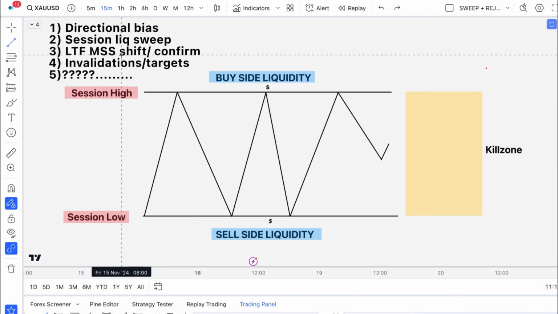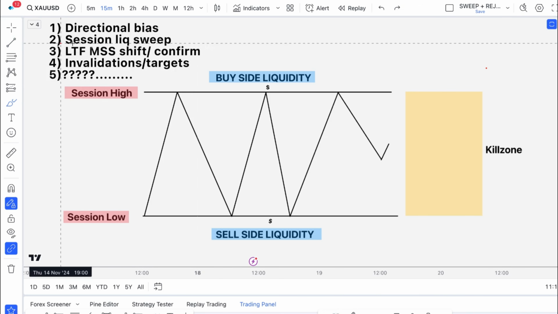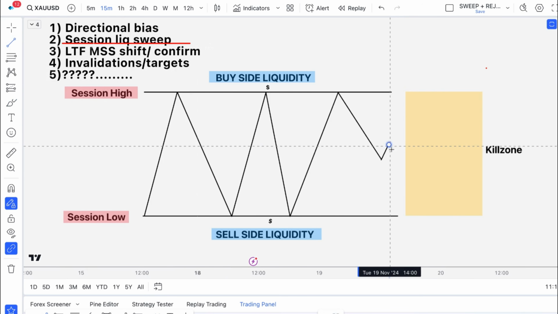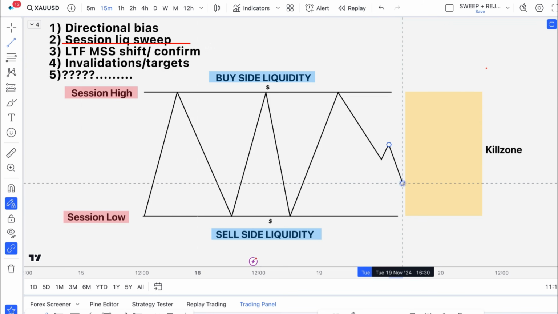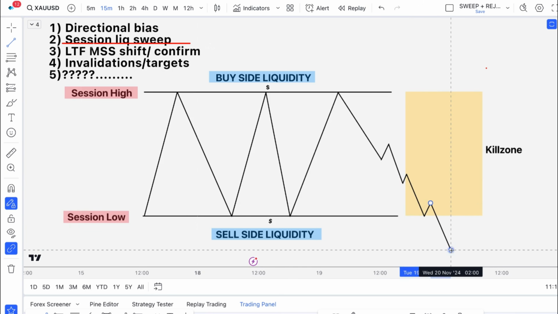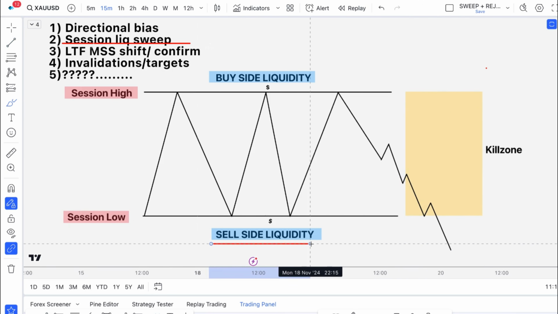And then all we're simply looking for is a session-based liquidity sweep. So during a kill zone, the sweep can even happen before the kill zone. However, this is super important. The confirmation itself needs to take place during the kill zone, okay? So if we are long bias on this market, what we're simply looking for is price to trade down into this sell side liquidity, okay? The sell side liquidity right here.